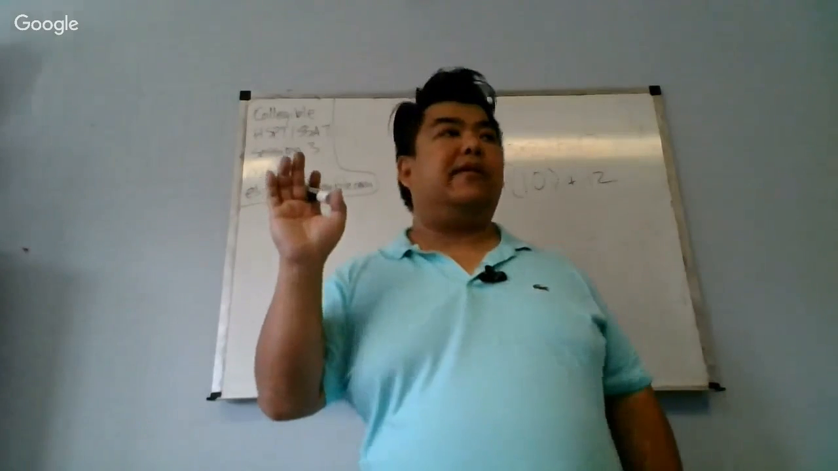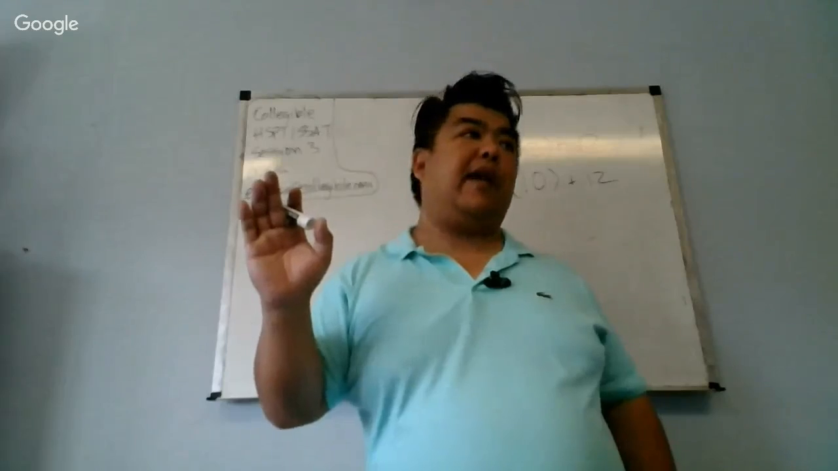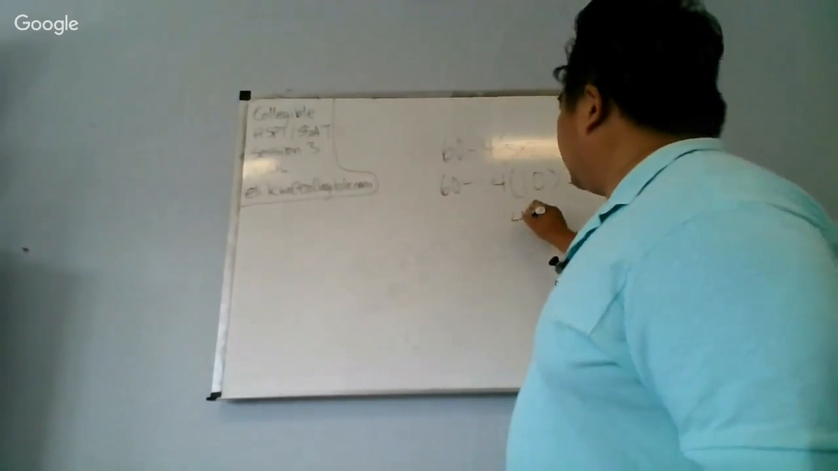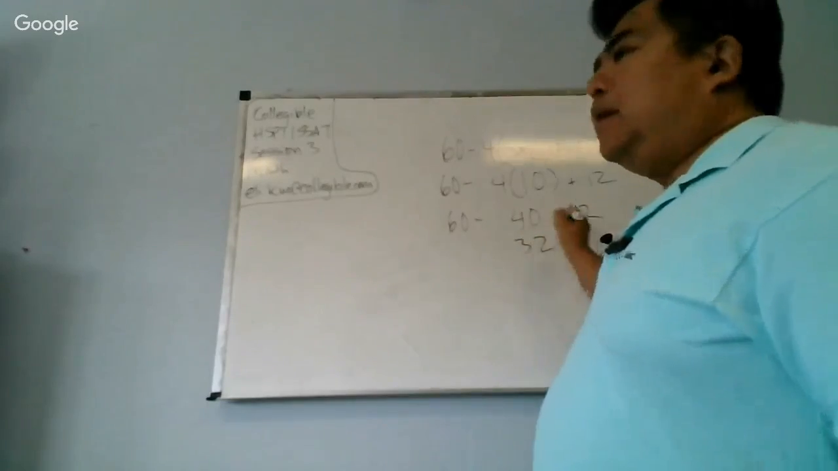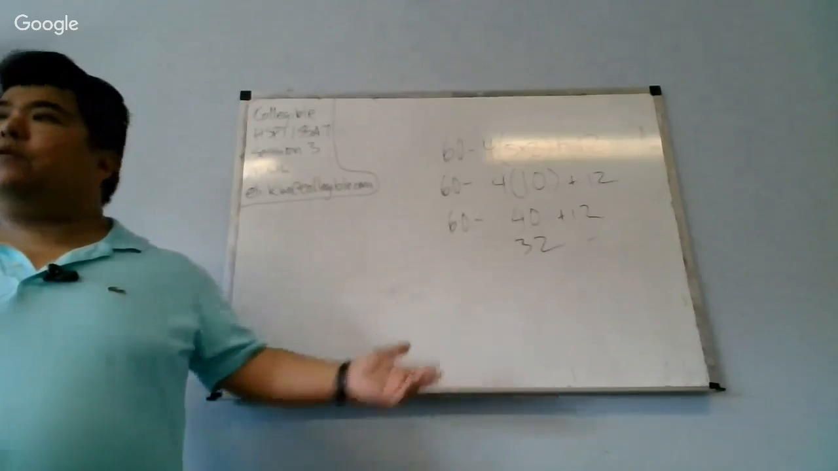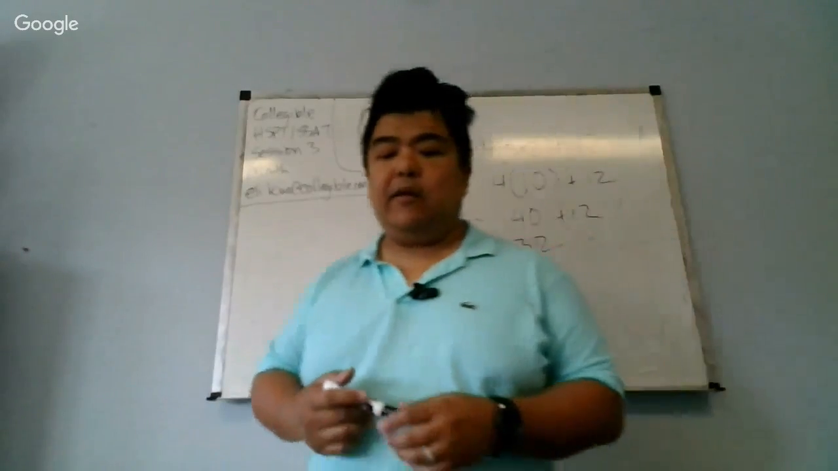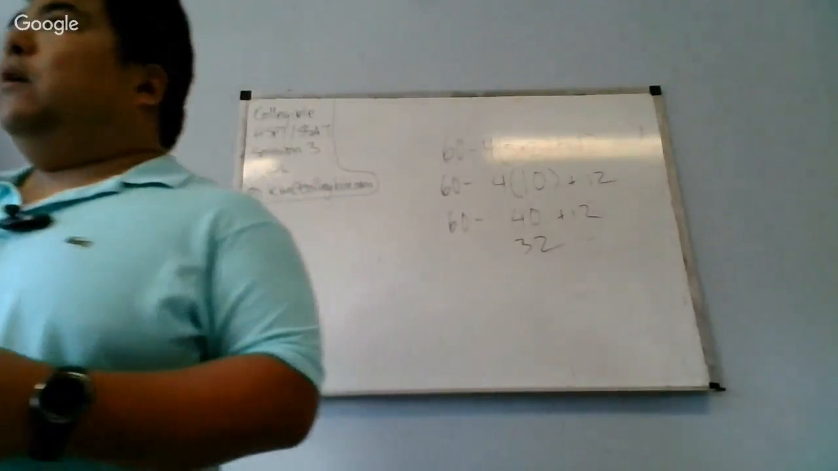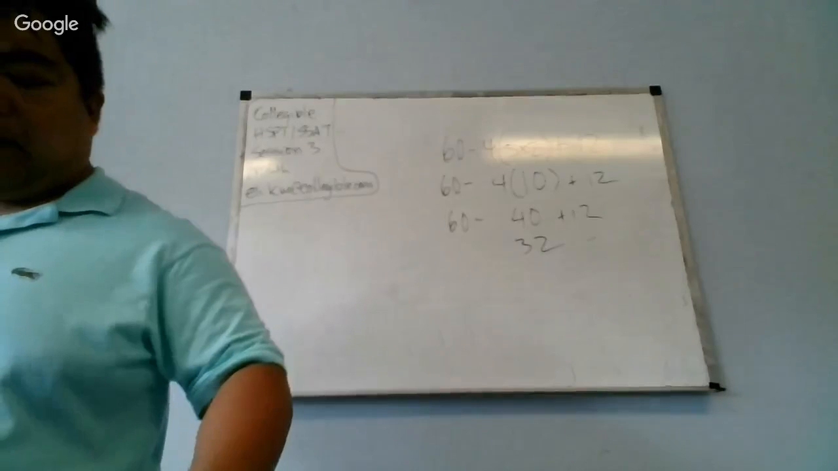5 times 2 is obviously 10. Then you still have a parentheses, so 4 times that is going to be 40, right? So you have 60 minus 40 plus 12. 60 minus 40 is 20, plus 12 is 32. Follow PEMDAS. That's all you're doing right here, okay? Follow PEMDAS. Any questions on this? Okay, we will move forward then.